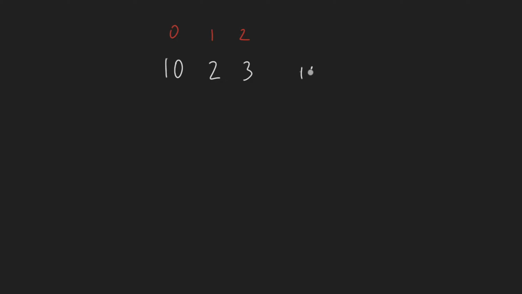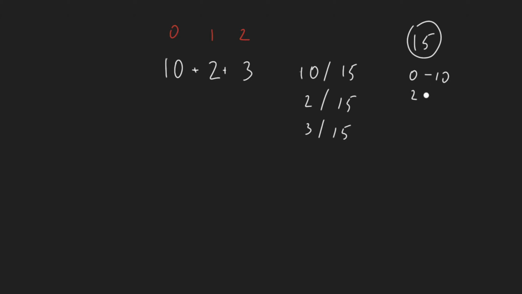So our probability of returning 0 index should be 10 divided by 15, because the sum of all elements is 15. The probability of returning the second element is 2 divided by 15, and the probability of returning the third element is 3 divided by 15. So what does that mean? It means that if we are calling this function 15 times, 10 times it should return us 0 index, twice it should return us first index, and 3 times it should return us second index. So on average, this should be our breakdown.